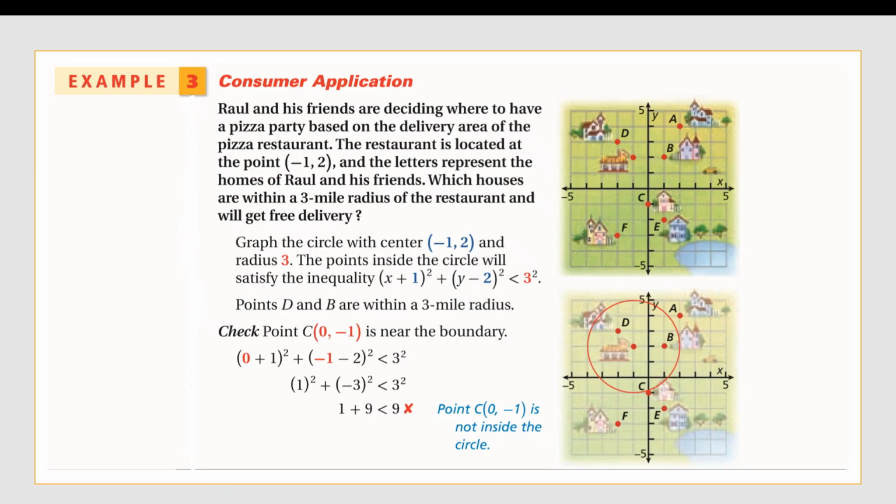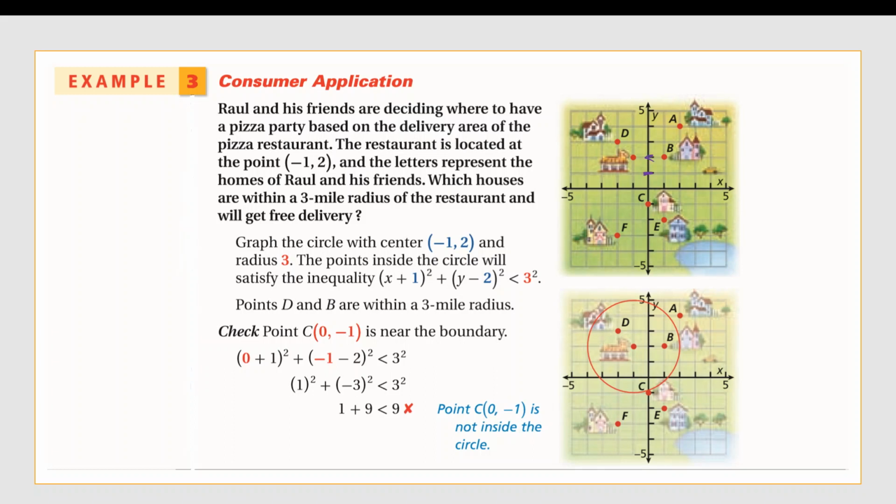Here's an example. It says Raul and his friends are deciding where to have a pizza party based on the delivery area of the pizza restaurant. The restaurant is located at the point -1, 2, and the letters represent the homes of Raul and his friends. Which houses are within a 3-mile radius of the restaurant and will get free delivery? All right, so we're going to assume that each of these little marks is a mile.